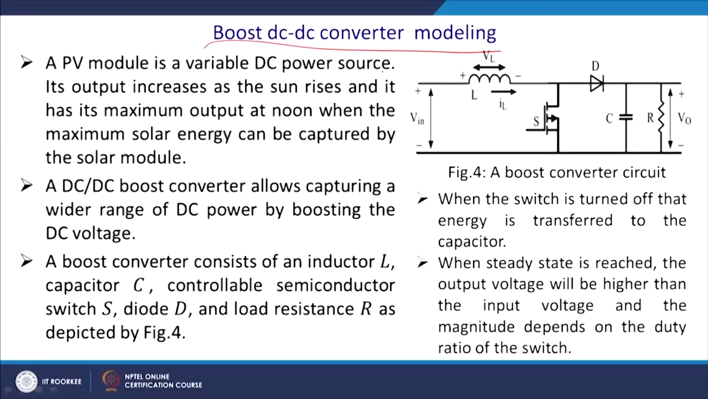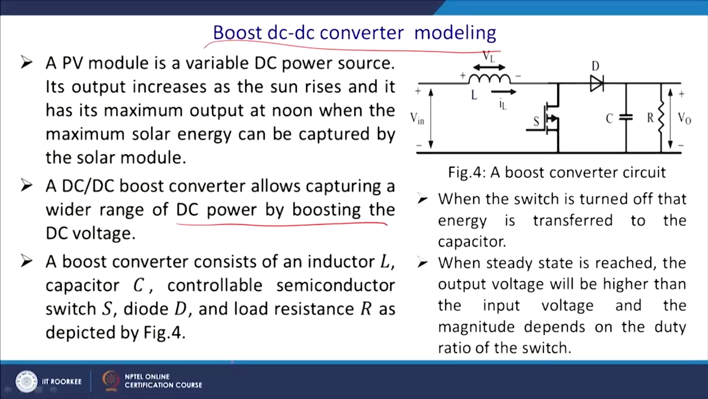A PV module is a variable DC voltage source. Its output voltage increases as the sun rises and it has maximum output at noon, when maximum solar energy can be captured by the solar module. A DC to DC boost converter allows capturing a wider range of DC power by boosting the DC voltage. A boost converter consists of an inductor L, capacitor C, controller, semiconductor switch S, diode D and load resistor R as depicted in the figure.